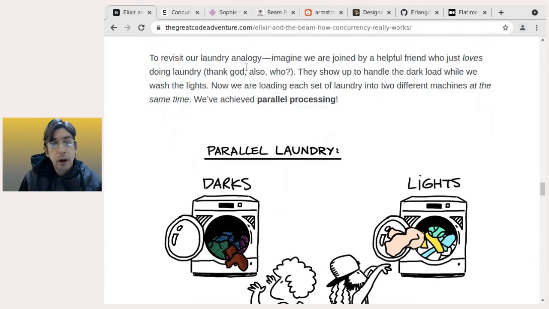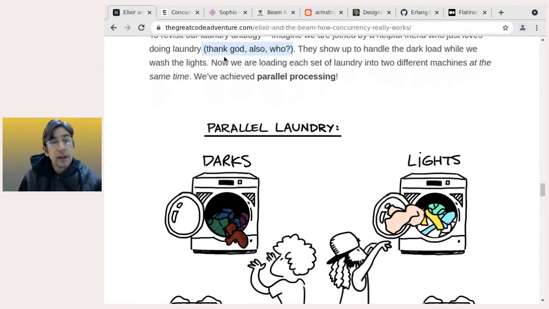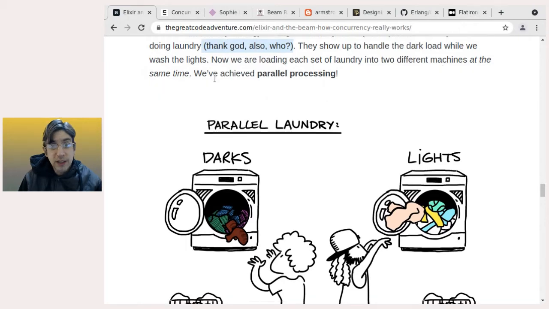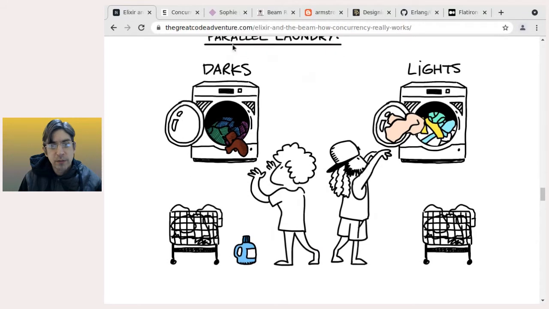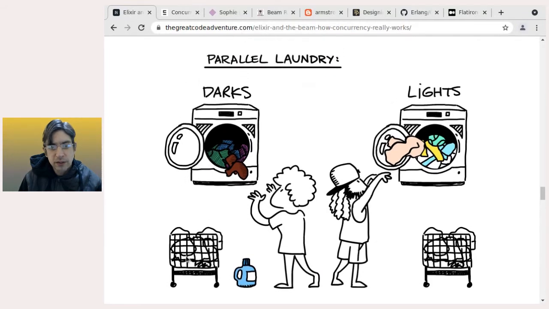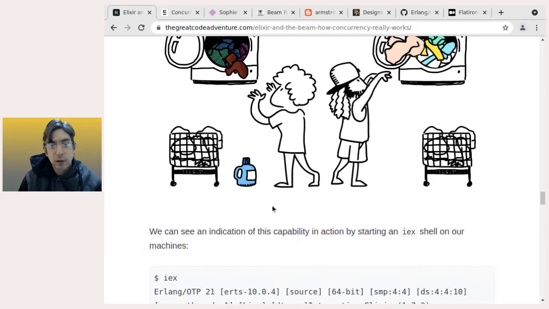To revisit our laundry analogy, imagine that we are joined by a helpful friend who just loves doing laundry. They show up to handle the dark load while we wash the lights. Now we are loading each set of laundry into 2 different machines at the same time. We have achieved parallel processing. The darks here, the lights here, the 2 processors.